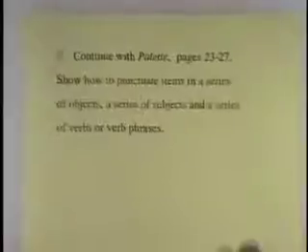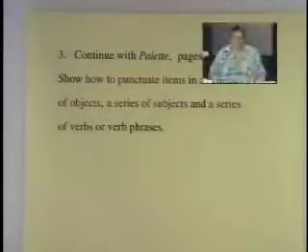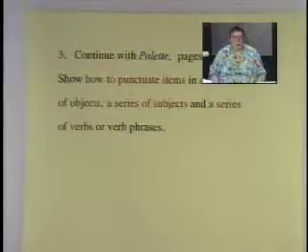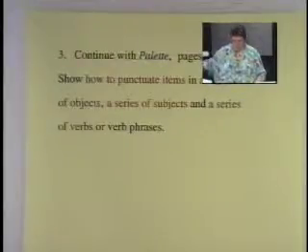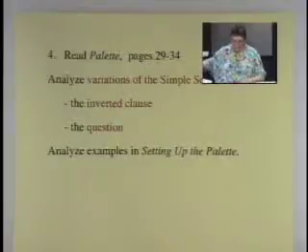And then in the Palette book on pages 23 to 27, we'll talk about how you punctuate items in a series. What if the series is objects? What if it's subjects? What if it's verbs or verb phrases? And we'll go through a lot of examples to illustrate those points. We'll then go to the Palette book on pages 29 to 34, and we'll talk about variations of the simple sentence, which include that inverted clause I was mentioning a moment ago where the verb comes before the subject, which is sometimes also the case for the question. And to that end, again, we will be analyzing examples that come up in the Setting Up the Palette book.